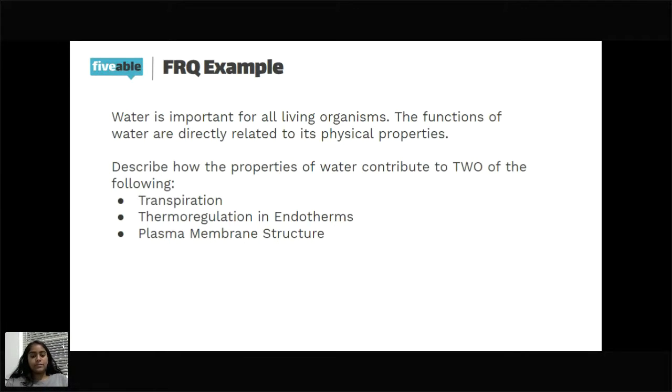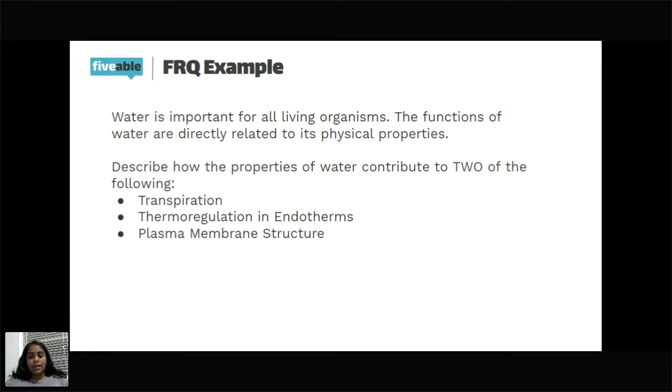Thermoregulation and endotherms. So endotherms are warm-blooded animals, and an example of this in humans is when we sweat. Water comes to the surface of our skin, and so the high specific heat, basically what happens is when it evaporates from our skin, it carries away heat with it, leading to a cooler surface, which just helps bring the temperature in endotherms down slightly, and it keeps our body cool and at the temperature that it needs to be in.